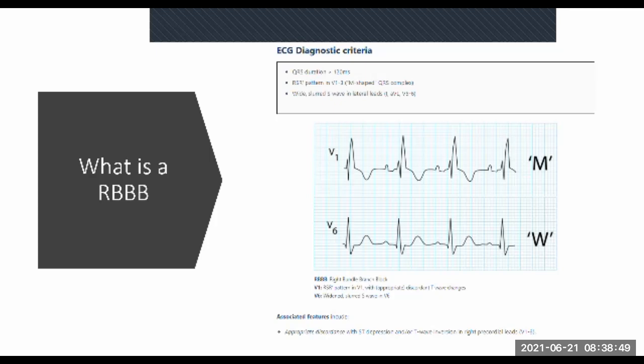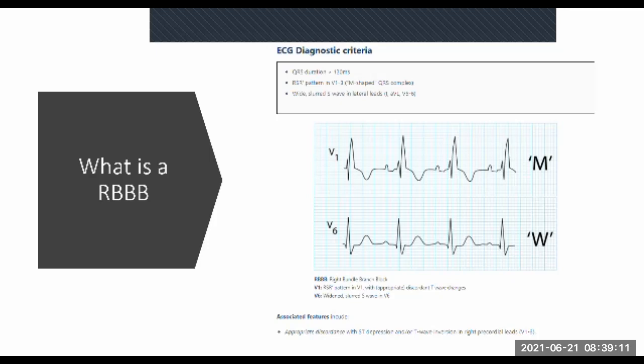So associated features: appropriate discordance with ST depression or T-wave inversion in right precordial leads. So what they're talking about there is you generally get an inverted T-wave in V1, V2, and V3 when you have a right bundle branch block pattern. And discordance, it's often something that you may come across as you're studying ECGs.